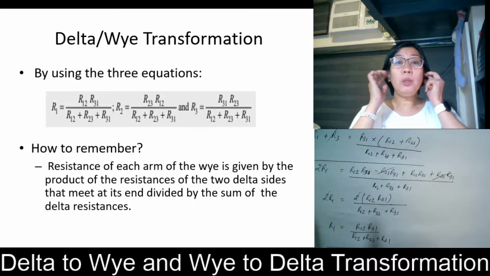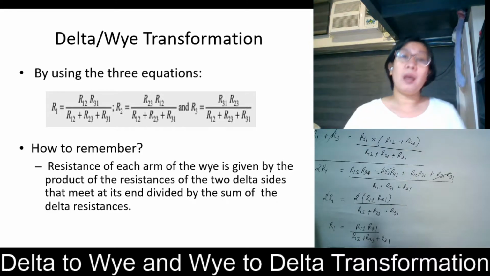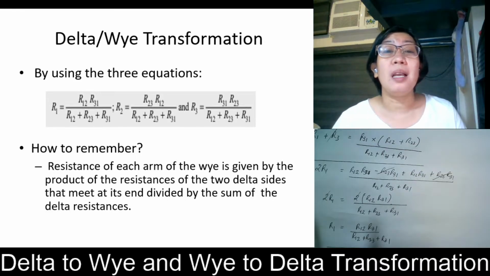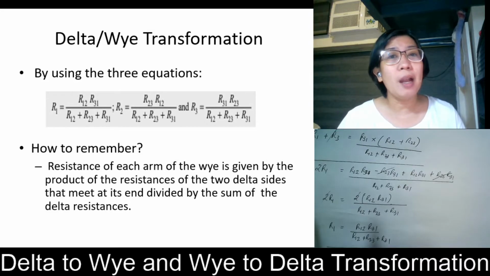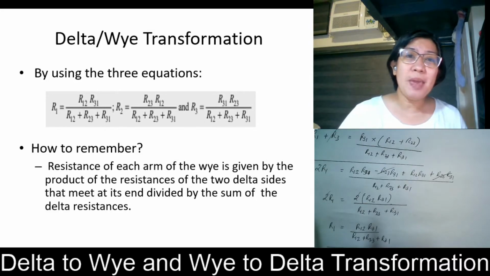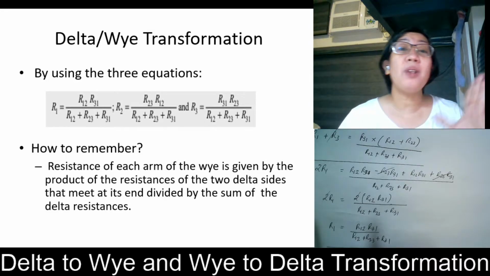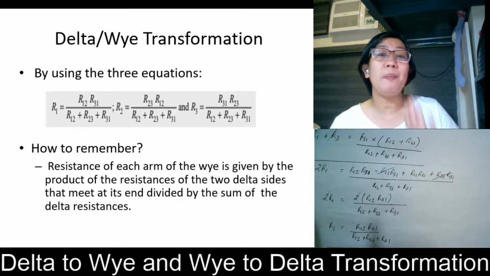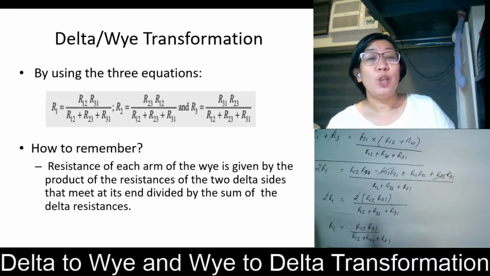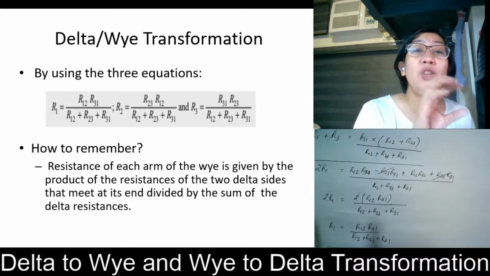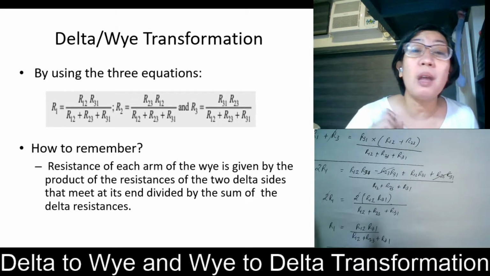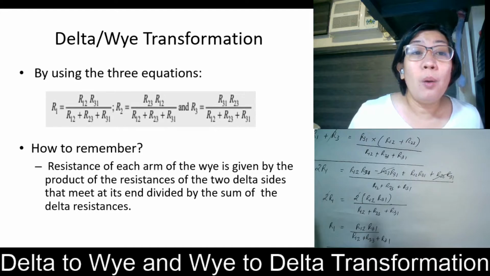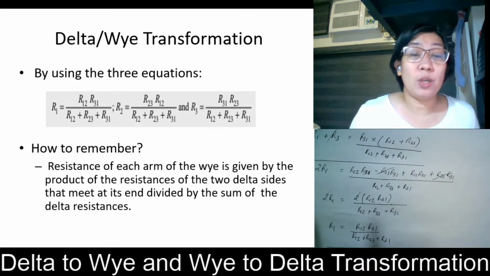If, for example, it becomes RAB, RBC, or RAC, and we wanted to solve for RA, it will become RAB times RAC, divided by RAB plus RBC plus RAC, and so on. So even though we change the positions in the delta connections, no problem as long as you know where these equations came from.